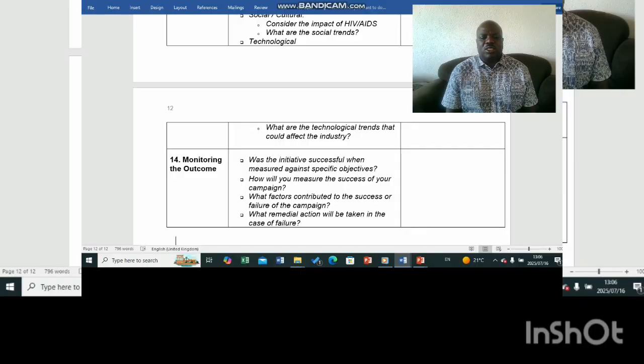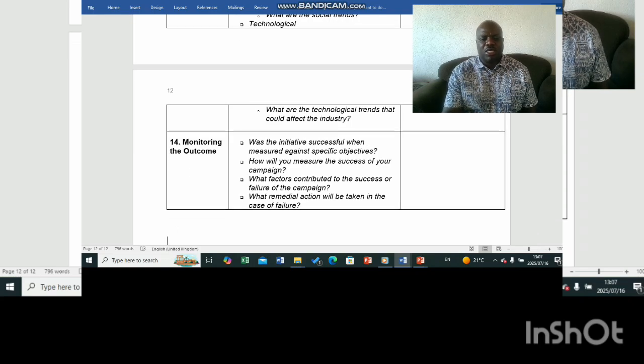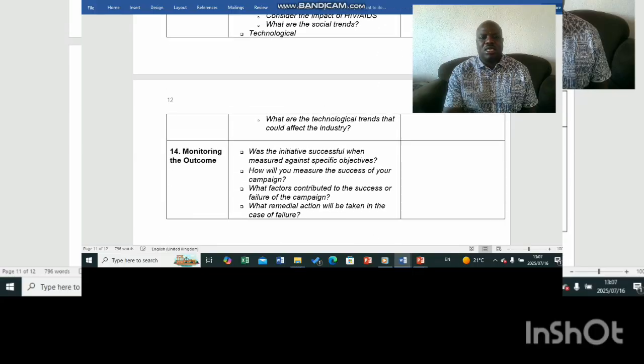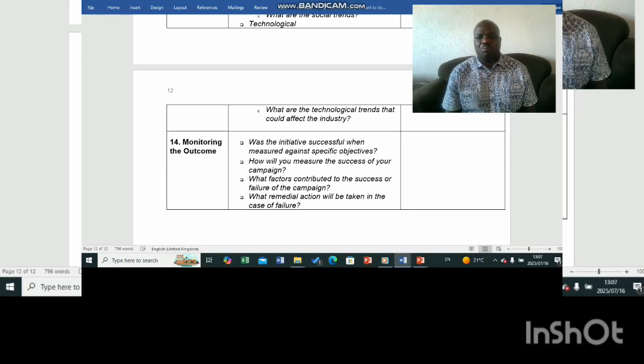And then the last one is monitoring the outcome. Look at your plan. Was the initiative successful when measured against specific objectives? How will you measure the success of your campaign? What factors contribute to the success or failure of the campaign? The metrics. What remedial action will be taken in the case of failure? That is very important.